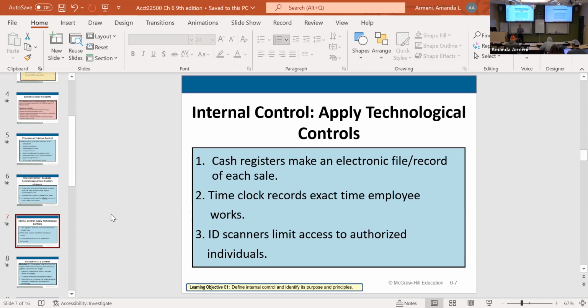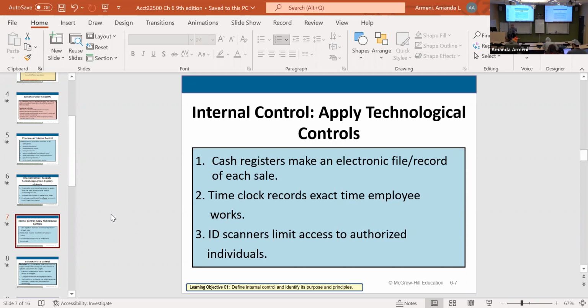It could be easy to sign off as a supervisor on that time card, right? But with a time clock, someone has to have an access code to log in and log out. And then there's a supervisor that watches over people clocking in and clocking out. Again, we can use technology to help us implement our system of internal controls.